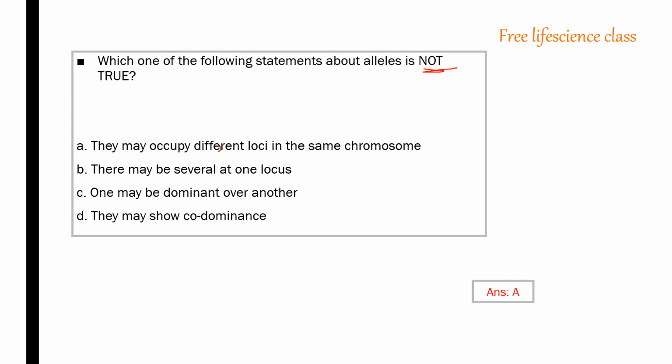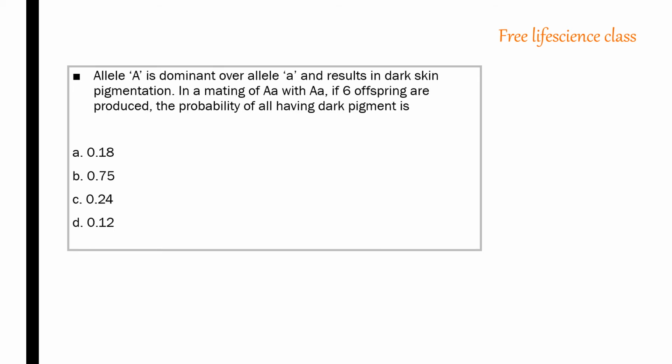And the next question. Allele capital A is dominant over allele small a and results in dark pigmentation. In a mating of capital A small a with capital A small a, if 6 offspring are produced, then the probability of all having dark pigment is... I think you need to calculate this question, so I am giving 1 minute.